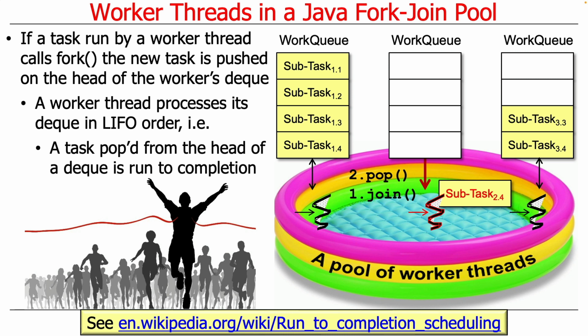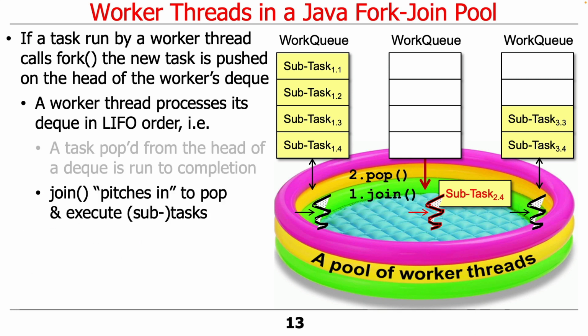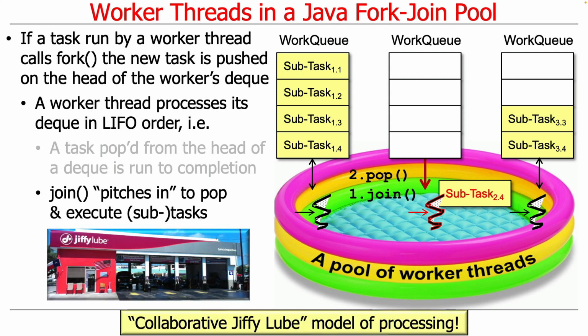And what happens is once the thread is done pushing, it'll say, OK, now I've got to do some work. It'll look at its deque. If there's anything on the deque, it'll pop from the head of the deque, and it'll run that subtask to completion. Now, there could be blocking for other reasons because what you're calling might block, but the idea is that that worker thread will just keep doing its thing on that particular subtask in its compute method, for example, until it's done. If the code in the worker thread calls join, then that thread will pitch in and execute the subtasks using the Jiffy Lube model of collaborative processing that we talked about before.